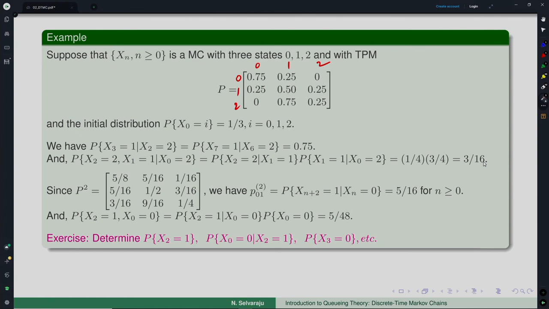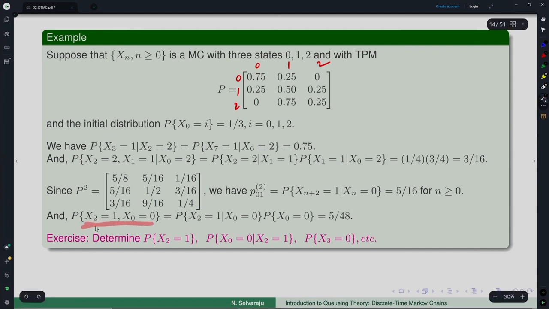Now, if you want more than one step, then you have to raise P to a power. So, suppose in this particular case I want something like this quantity. I need to compute P square, which I can compute to be this. Then I can answer P_01 in 2 steps, which in this particular case is equal to 5 by 6 from this matrix, right? 0 to 1 in 2 steps.